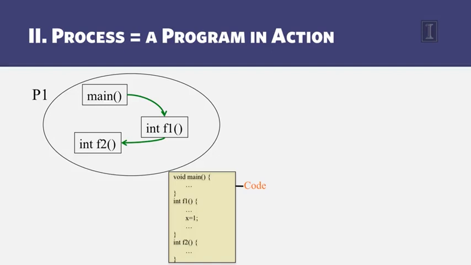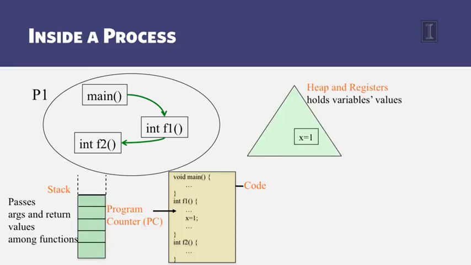When you instantiate this program and execute it, it becomes a process, which here in this case is labeled as p1. So this code part shown here is only the program itself. The process itself consists of multiple other components. The code typically doesn't change, but the other components might change. What are these other components? Let's look at them one by one.